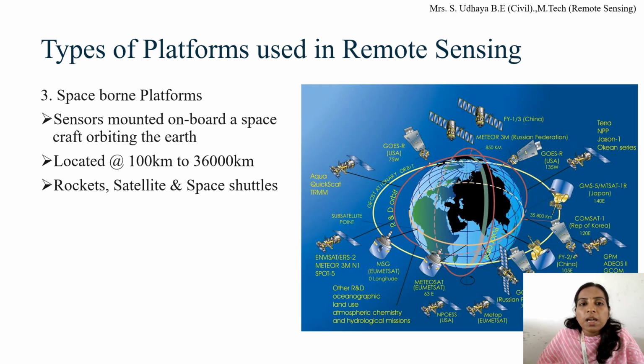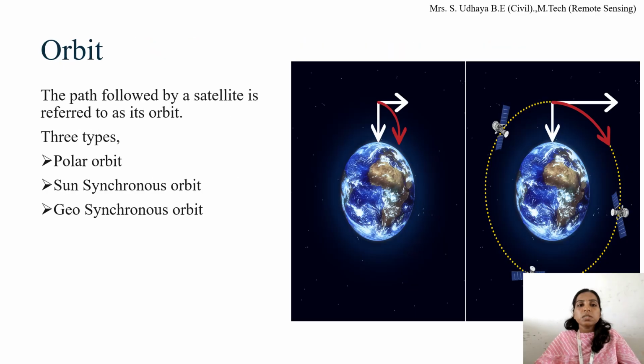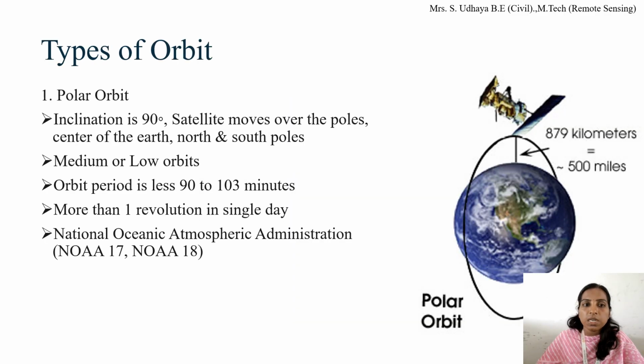The next type of platform is space-borne platforms. Here the sensors are mounted on board a spacecraft orbiting the Earth. It's located at 100 kilometers to 36,000 kilometers. Rockets, satellites, and space shuttles are the most common examples. Orbits are nothing but the path traced by the satellite. There are three types: polar orbit, sun-synchronous orbit, and geosynchronous orbit.